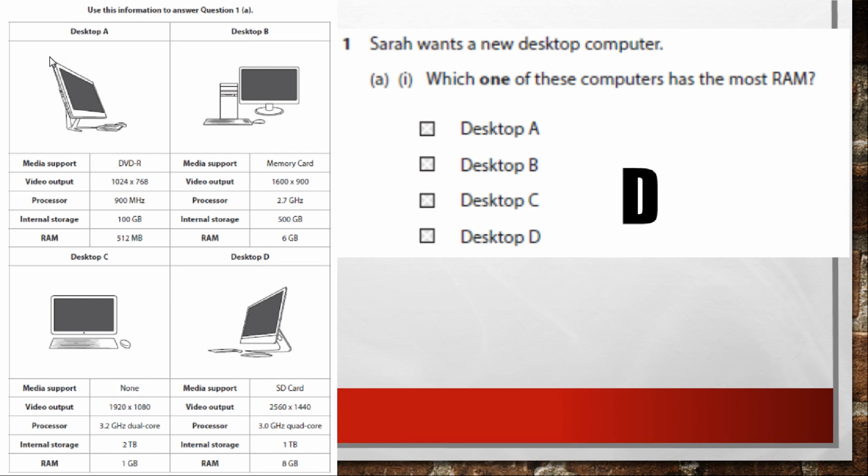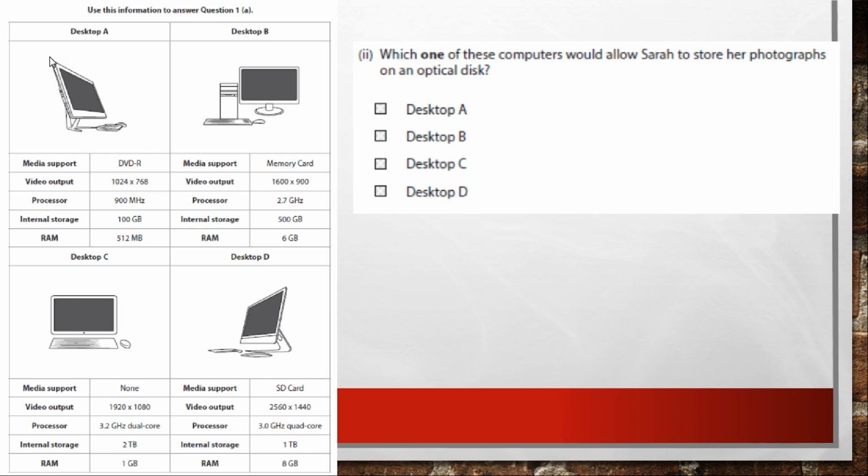Well, the obvious answer is D, because obviously gigabytes is more than megabytes in terms of memory storage, and 8 gig is the biggest one.